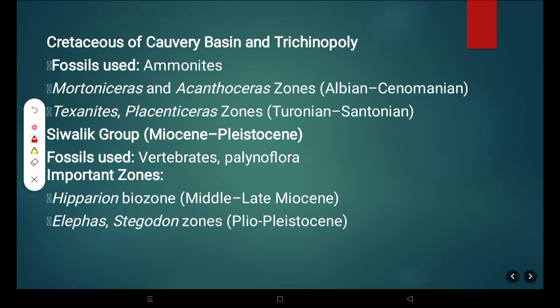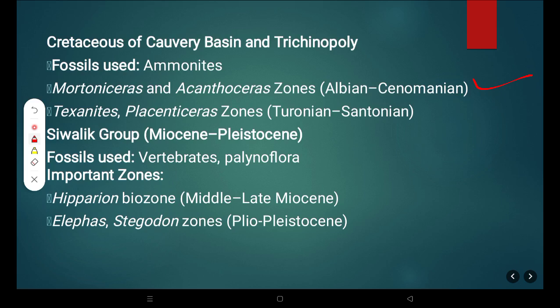Like for the Cretaceous of the Cauvery Basin and Trichinopoly, ammonoids are also there. For Albian and Cenomanian, Mortoniceras and Acanthoceras zones are there. And for Turonian and Santonian, Texanites and Placenticeras zones are there.